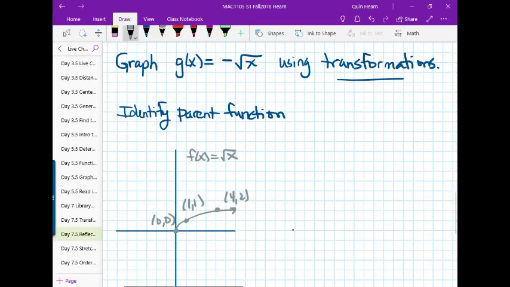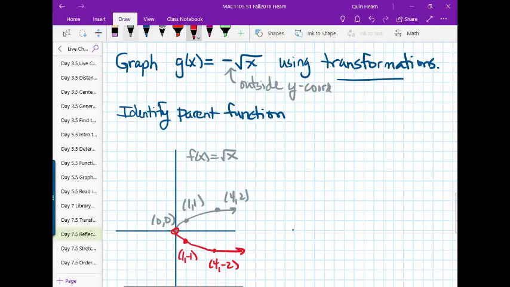But we want negative square root of x. The negative is on the outside, so it's affecting the y coordinate. So what that means is every key point, we're going to change the sign of the y coordinate. So 0, 0 is going to still go through 0, 0 because the opposite of 0 is still 0. But 1, 1 is going to flip over the x-axis and go to 1, negative 1. And 4, 2 is going to flip over the x-axis and go to 4, negative 2. Like this. So it's a reflection across the x-axis.